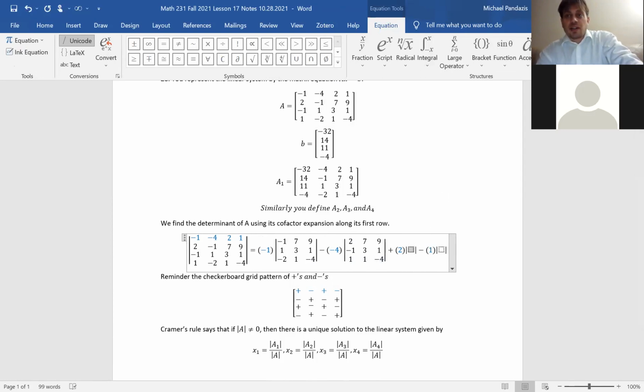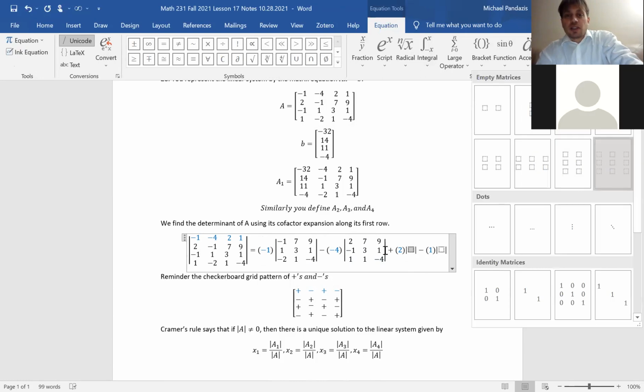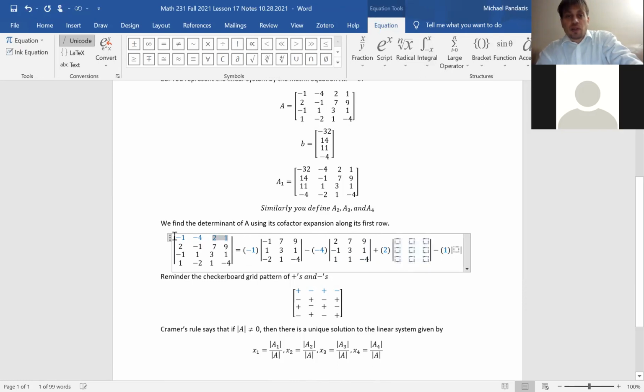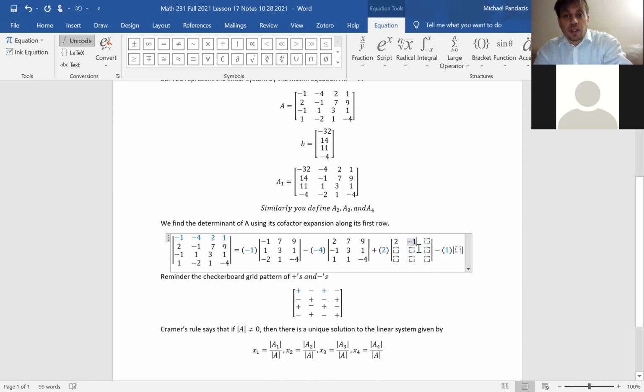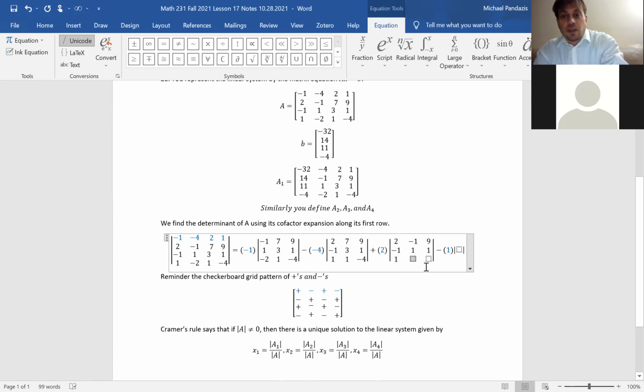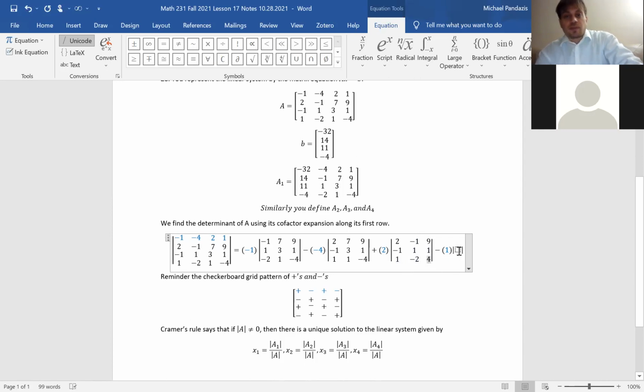Yeah. Okay, and then for the next one, the term is 2. So you remove the first row and the third column. So now you have the submatrix 2, -1. You jump to 9. Then you have -1, 1, jump to 1. Then you have 1, -2, and jump to 4. That makes sense?